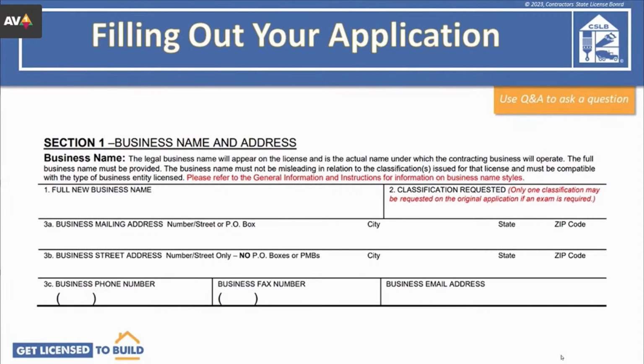If your business is a corporation or LLC, you will need to make sure that the name you provide in this section matches exactly the business name registered with the Secretary of State. In line 2, you will indicate what classification you're applying for. The mailing address and phone number that you list on line 3A and 3C will be made public on CSLB's website once you are licensed.